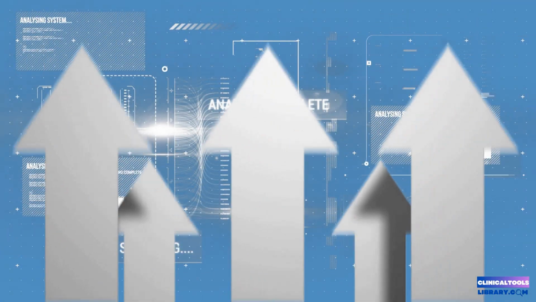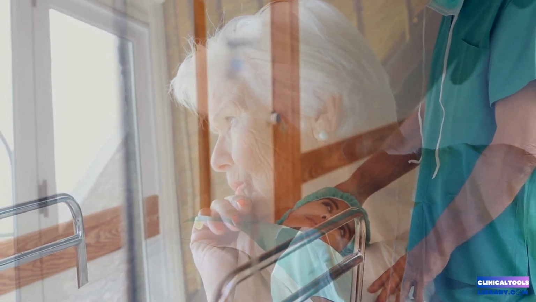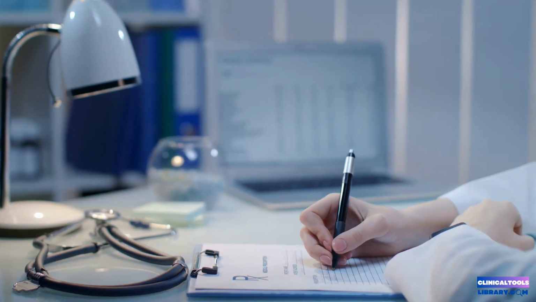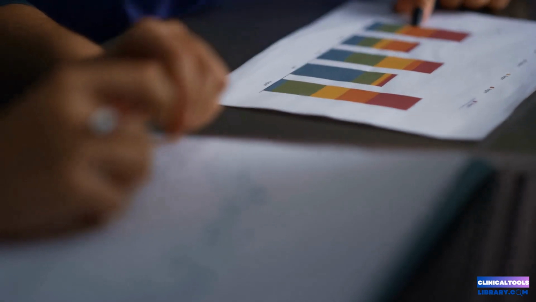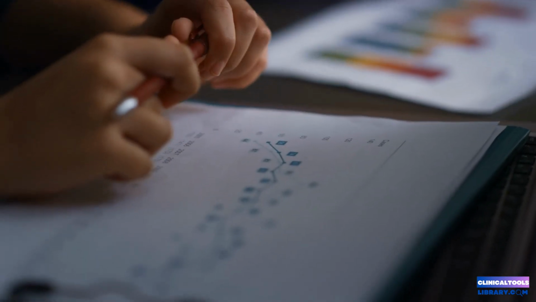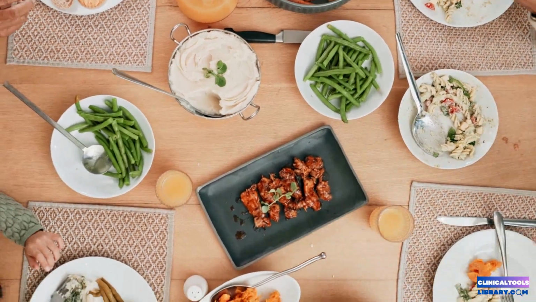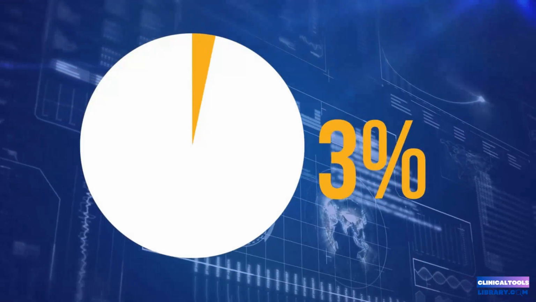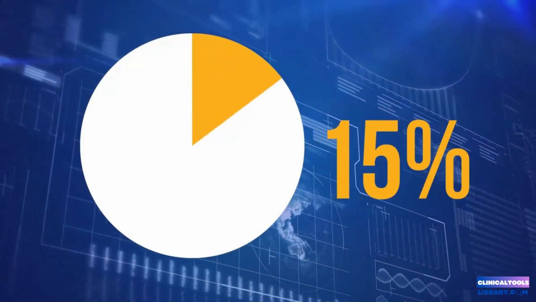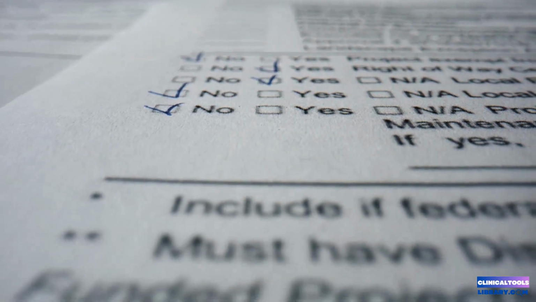The Mini Nutritional Assessment demonstrates a sensitivity ranging from 92 to 96% and a specificity between 78 and 84% in identifying malnutrition in elderly populations. Sensitivity reflects the tool's ability to correctly identify patients who are malnourished, meaning that if 100 malnourished individuals are assessed, approximately 92 to 96 will be correctly detected as at risk.